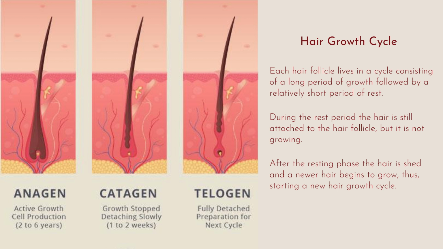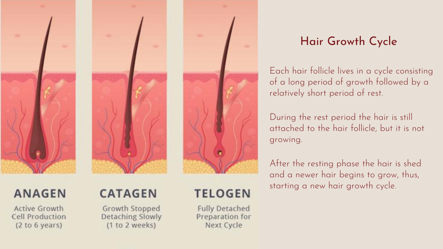Now when it comes to hair and the hair growth cycle, we have 3 main phases. The first one we have is the anagen, followed by catagen, and then the telogen. So each hair follicle has a cycle that consists of a really long period of growth, which could be anything from 2 to 6 years, for example, and then it's followed by a quite short resting stage. And during that resting period, the hair is still attached to the hair follicle, but it's actually not growing, as the growth has stopped and it's slowly going to become detached.